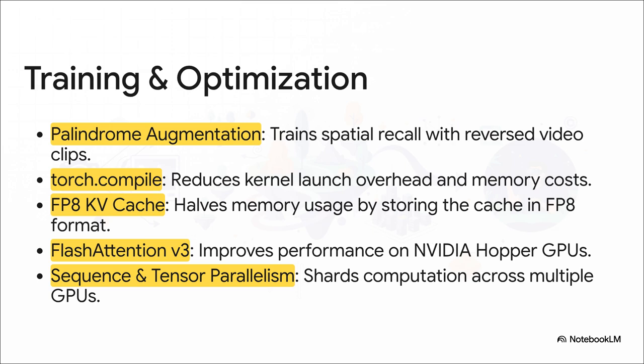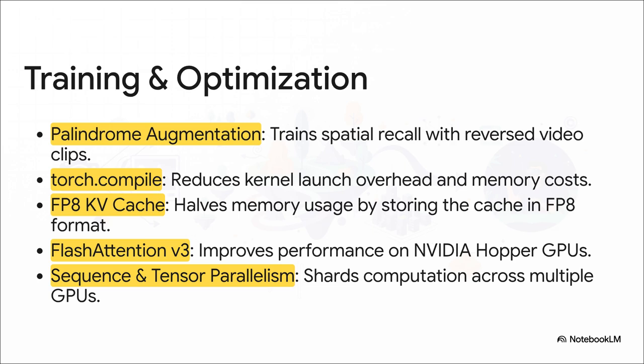Super clever. On top of that, they used all the latest and greatest software optimizations. They used something called torch.compile to make their code run way faster on the hardware. They shrunk the memory size of that KV cache by using a lower precision number format called FP8. Basically, they realized they didn't need super high-res numbers, and this one change cut the memory usage in half.